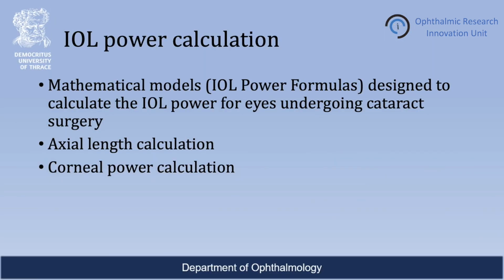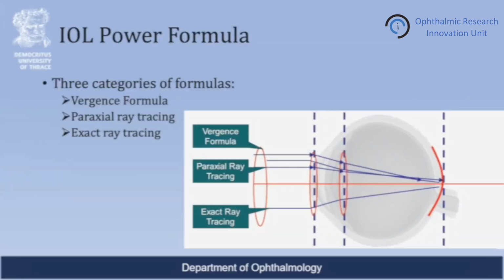Now, let's discuss the intraocular lens power calculation. IOL power formulas are mathematical models designed to calculate the IOL power for the eyes undergoing cataract surgery. IOL power calculation depends on axial length and corneal power calculation. The IOL power formulas can generally be divided into three categories. These categories are the vergence, the paraxial ray tracing, and the exact ray tracing formulas.